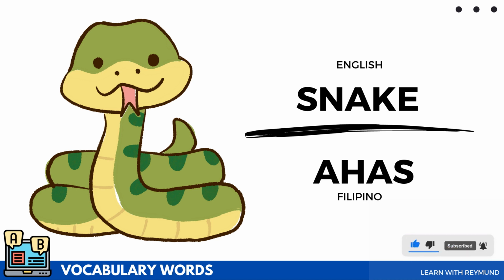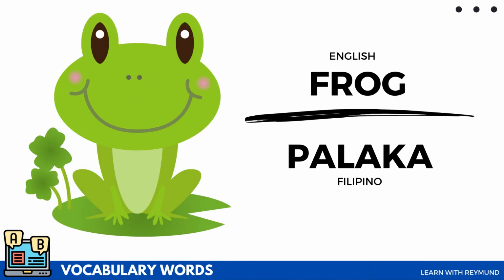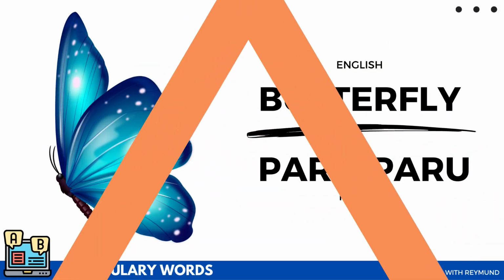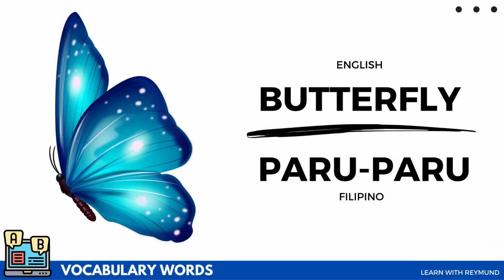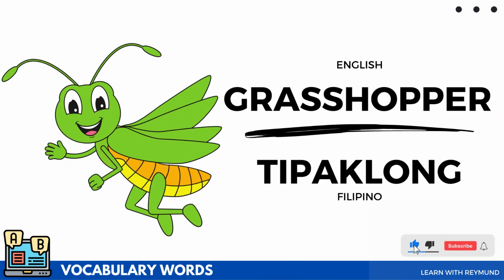Snake, ahas. In English, it's a frog, and in Filipino, it's a palaka. Frog, palaka. It's a butterfly in English, and it's a paru-paro in Filipino. Butterfly, paru-paro. Grasshopper in English and tipaklong in Filipino.